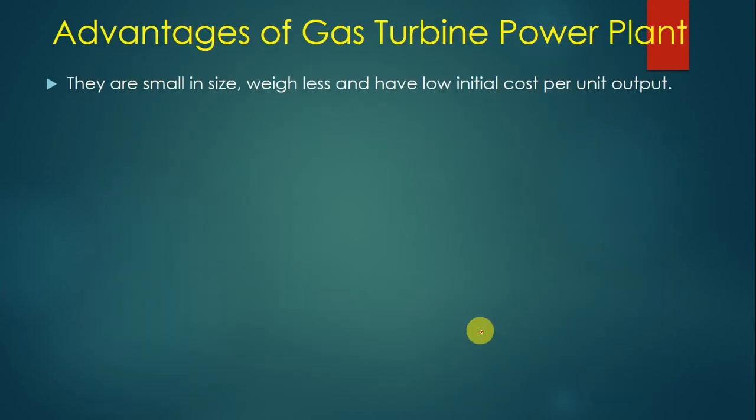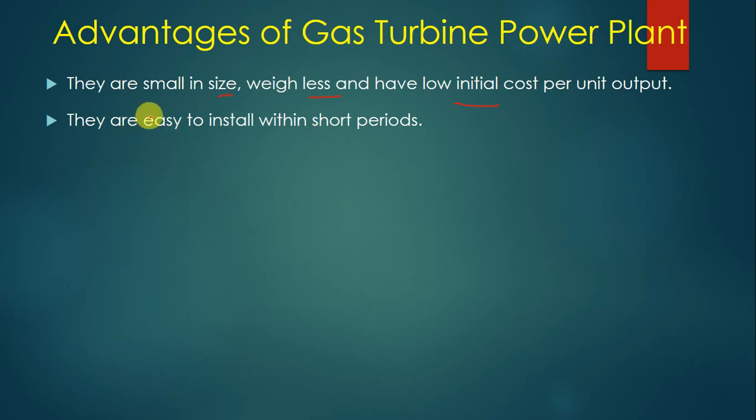Now let us see what its advantages are. They are small in size and weight, and have low initial cost per unit output. So size is small, weight is small, and hence initial cost will also be small. That's a major advantage. They are easy to install within a short period of time, as the size is small, so they can be easily installed. They are quick starting and smooth running, so they can be started very easily.